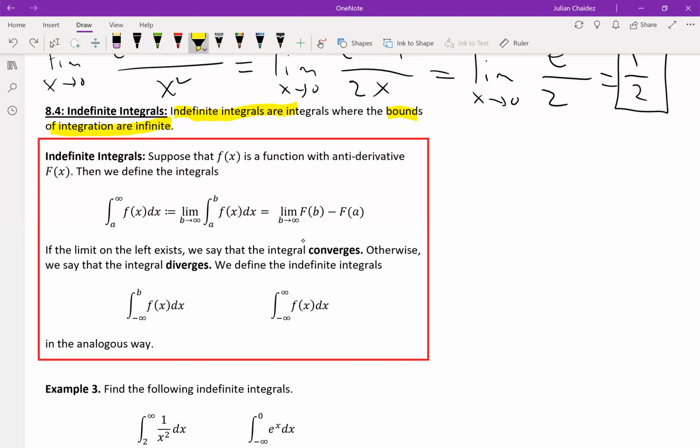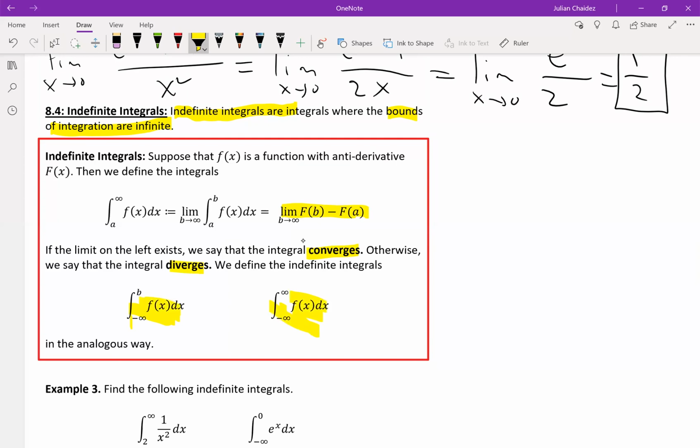Okay, so if this limit exists, or any of the limits that I'm using to define this, then I say that the integral converges, and otherwise I say the integral diverges. That's just terminology for what it means to converge and diverge if I'm integrating over some infinite thing. And then I define the improper integrals written like this in the analogous way.